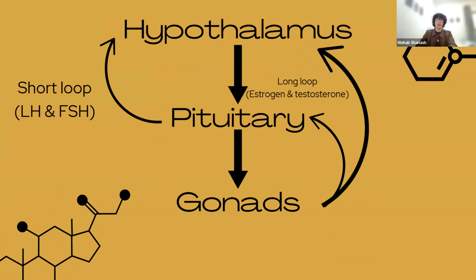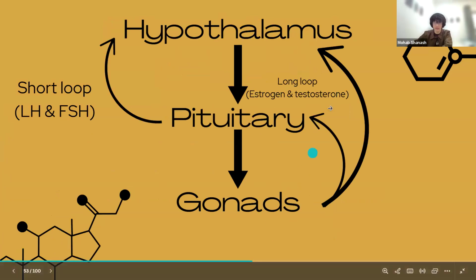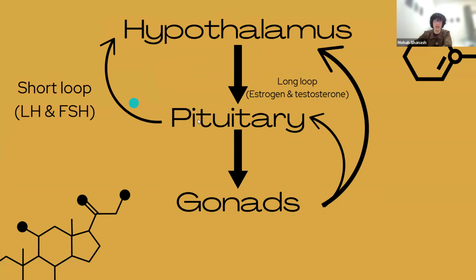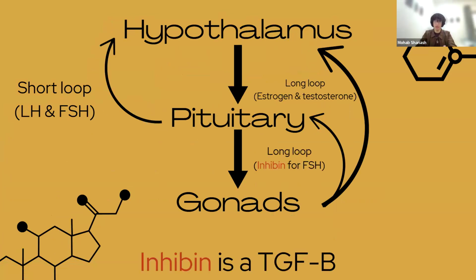Now, here are our feedback loops. Very simple. Estrogen and testosterone from the gonads inhibit the hypothalamus and pituitary. Pituitary LH and FSH go back and inhibit it. Now, here is something special, and this is different.